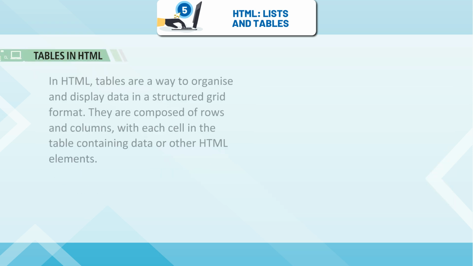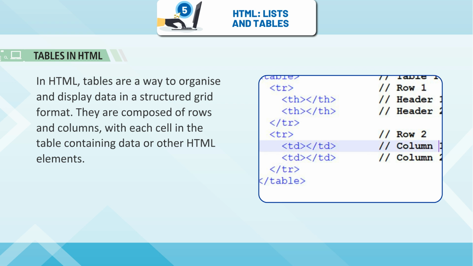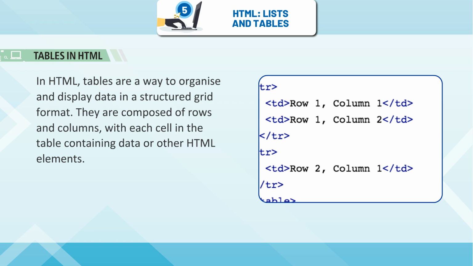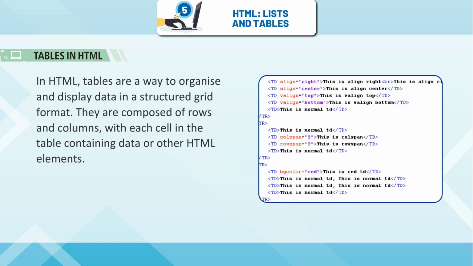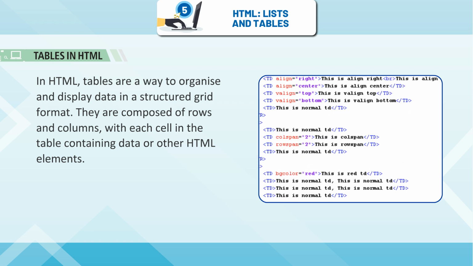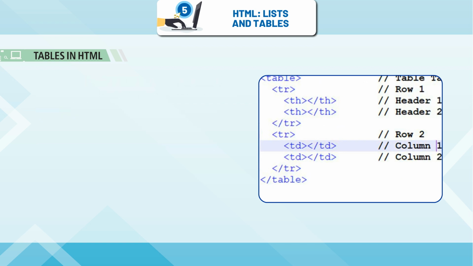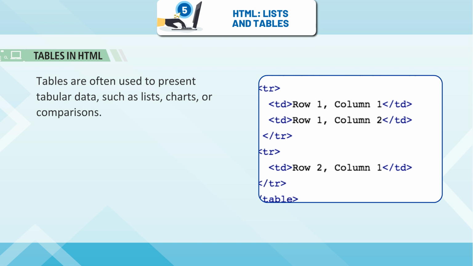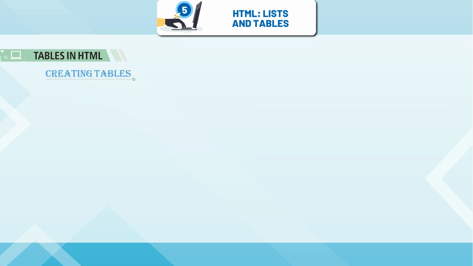Tables in HTML. In HTML, tables are a way to organize and display data in a structured grid format. They are composed of rows and columns, with each cell in the table containing data or other HTML elements. Tables are often used to present tabular data such as lists, charts, or comparisons.